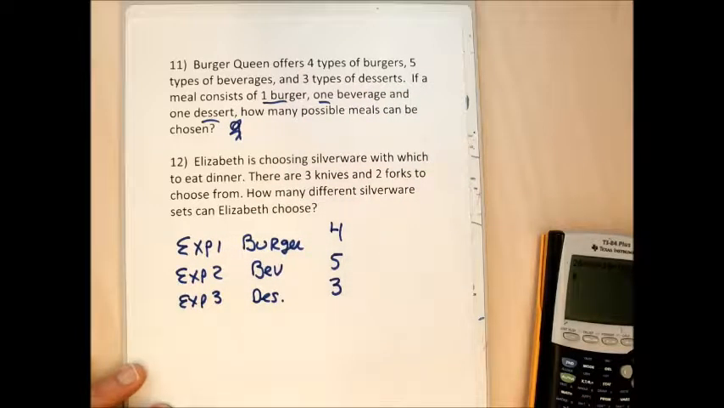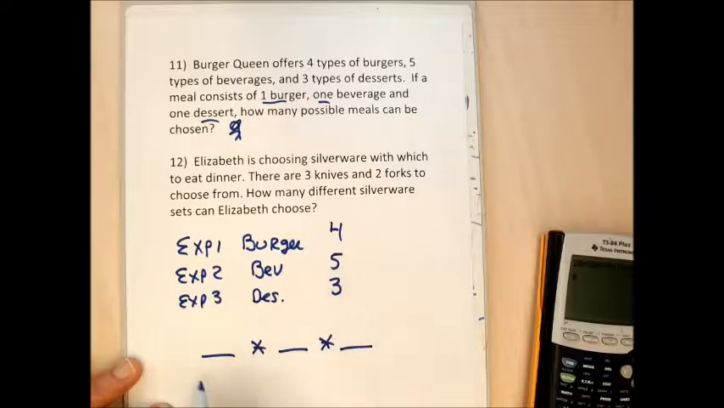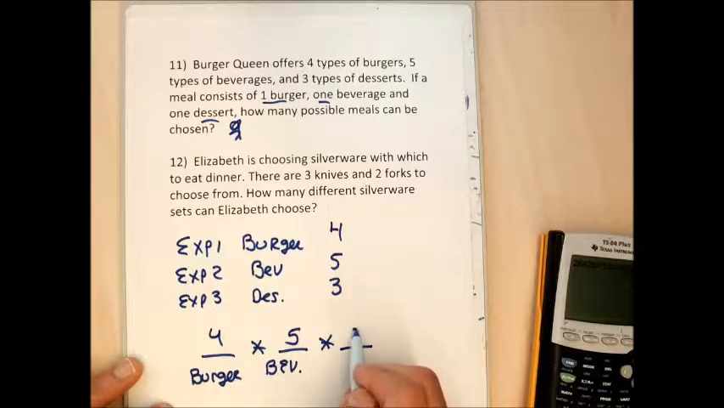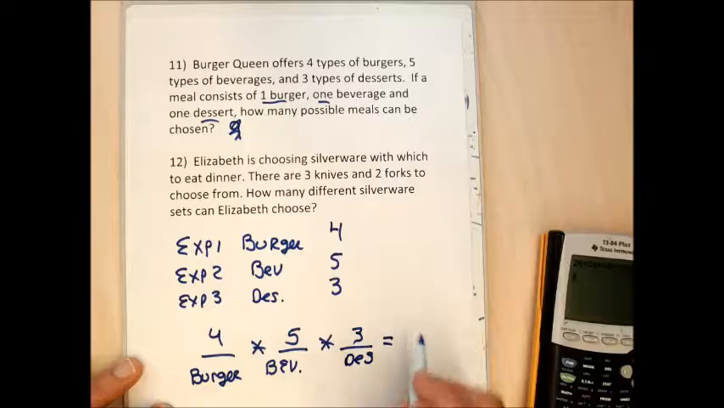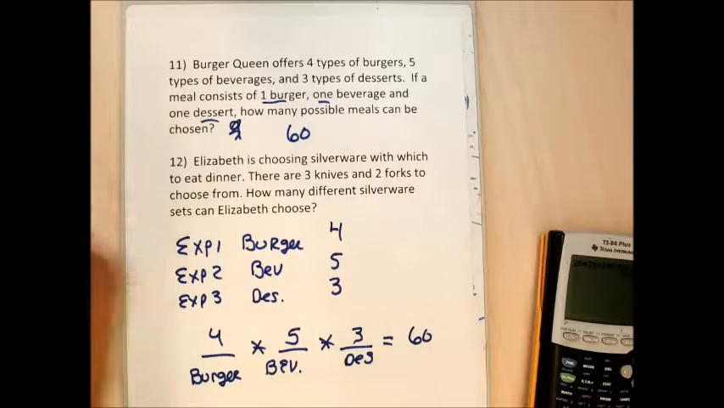So how many meals are possible? It's the number of outcomes of experiment 1 times the number of outcomes of experiment 2 times the number of outcomes of experiment 3. Experiment 1 is picking a burger, there's 4 possible outcomes. Experiment 2 is picking a beverage, there's 5 possible outcomes. Experiment 3 is picking a dessert, there's 3 possible outcomes. There's going to be 4 times 5 times 3, which is 60 different meals that you can get at Burger Queen.